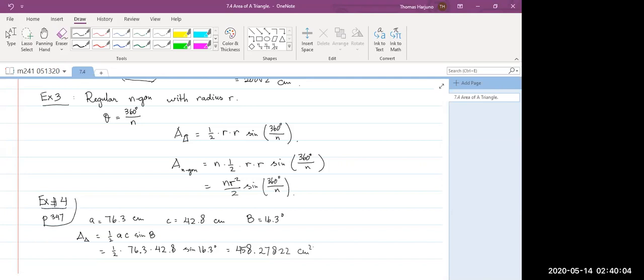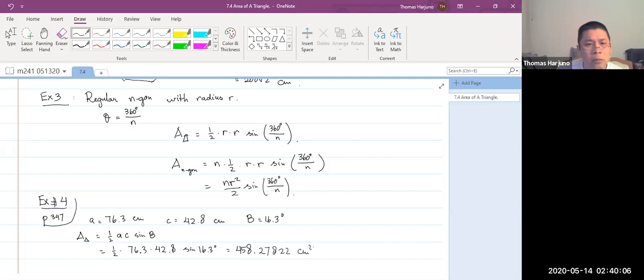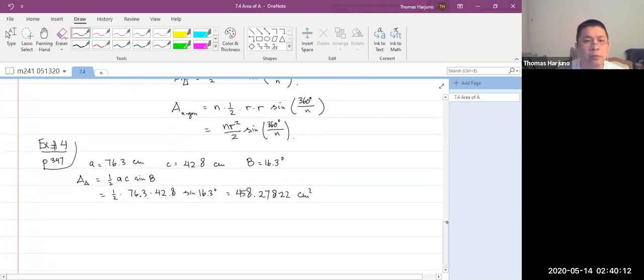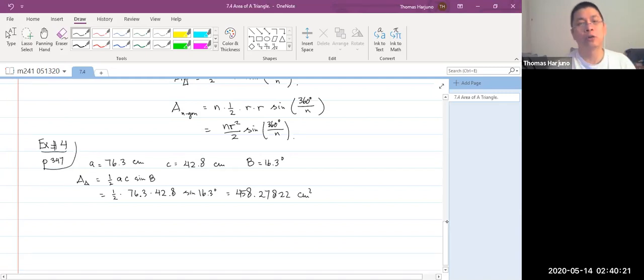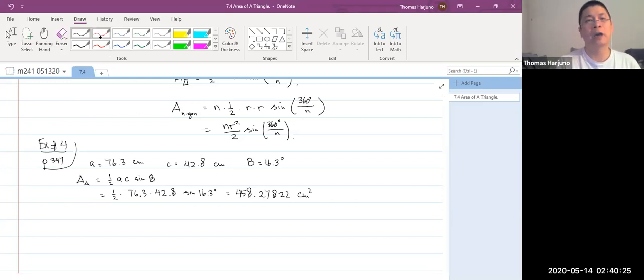Wait, hold on. Is it right? Oh yeah, that's right. Okay. At least it seems right for me. Okay, now that's for if we know two sides and the included angle. You will know that that angle is included if the notation is different from the other two. You see? It's different from the other two.